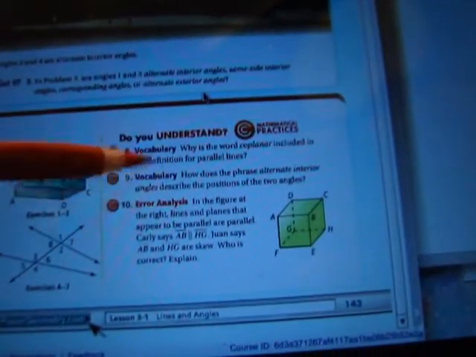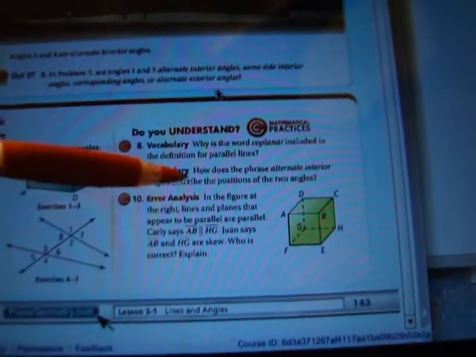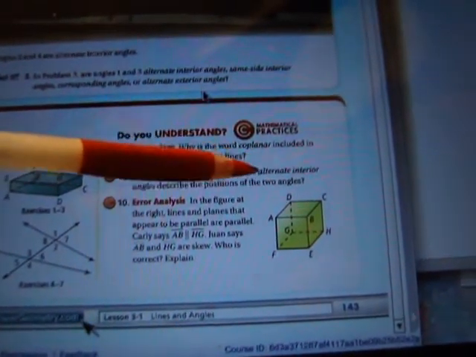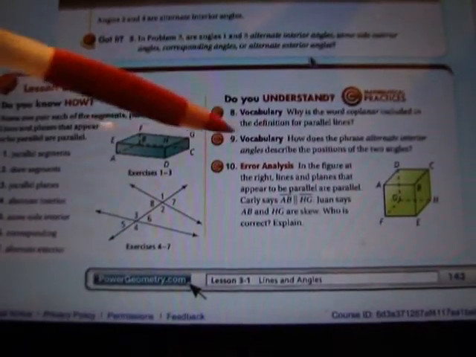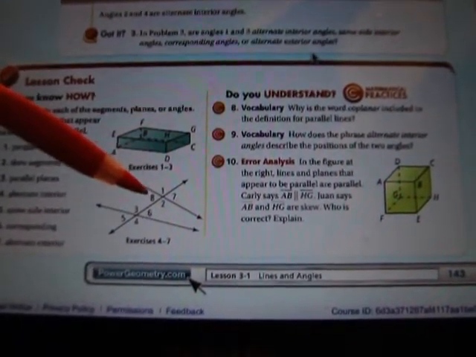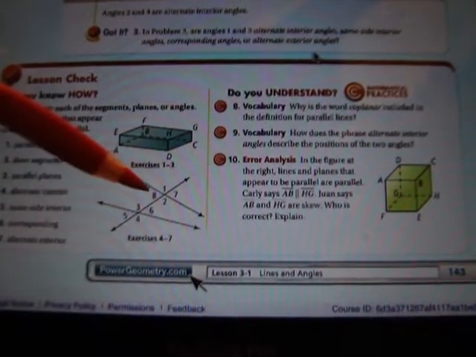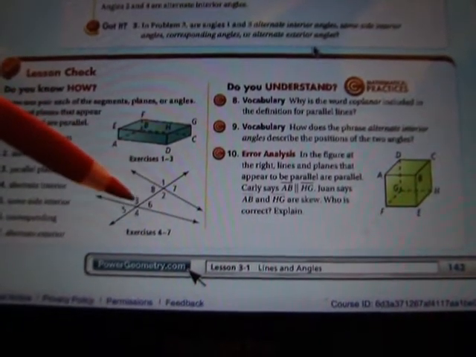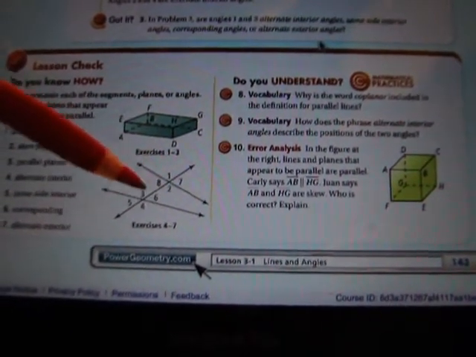Alright, number 9. Vocabulary. How does the phrase alternate interior angles describe the position of the two angles? Alternate means they're on opposite sides of the transversal, and interior means they're between the two lines. So this is the transversal. Alternate would be like 8 and 6 or 2 and 3 because they're interior angles between the two lines.